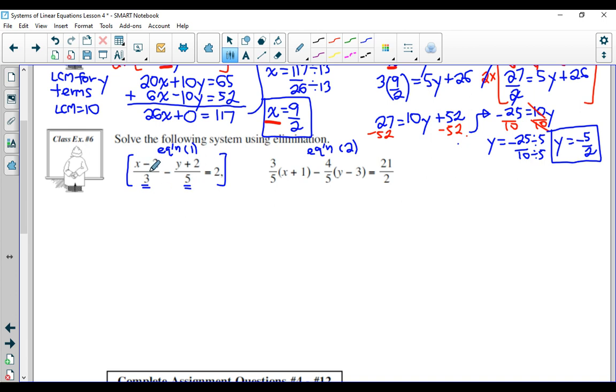So what I'm going to do here is identify the lowest common multiple of 3 and 5, which is 15, and I'm going to multiply this entire equation by that. Okay, let's start off with this, and we'll deal with equation 2 in a second. Okay, so this 15 has to go to everything.